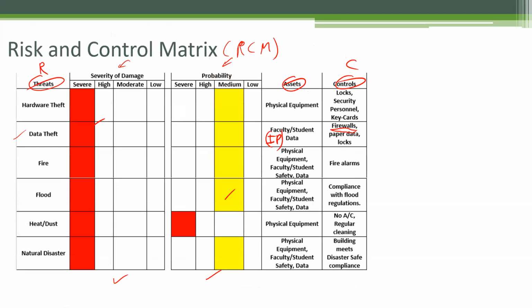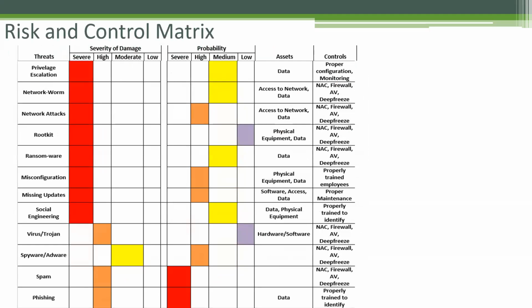So you can see it here, it's continued. On this side you have more of the attacks. You have data, hardware, more data, so try to be more specific as to what data you're talking about. And then you can see privilege escalation, network worms, network attacks, rootkits, ransomware, misconfigurations, social engineering, viruses and Trojans, spyware and adware, spam, phishing attempts, and so on.